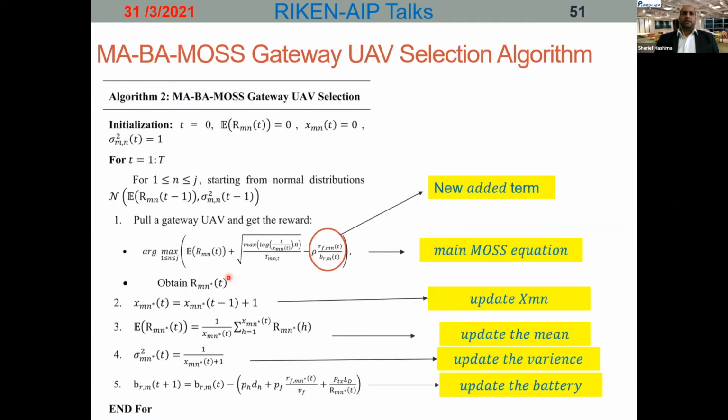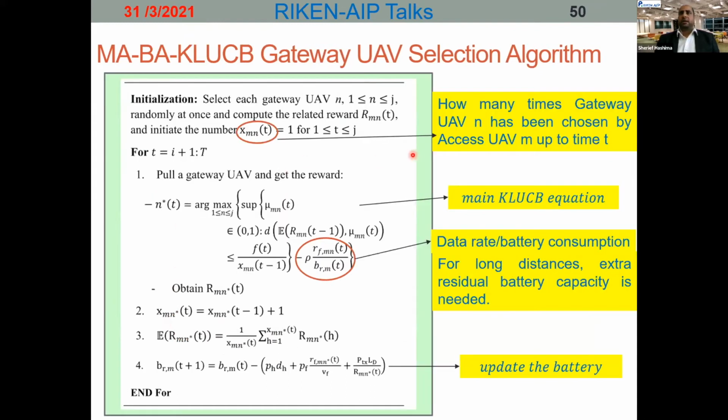Also, we leveraged the same idea for multi-agent battery aware MOSS gateway UAV selection. We added the term to the main MOSS equation, and we update the parameters. Here, X M N is the number of times that the gateway UAV M has been chosen by access UAV N up to time T.